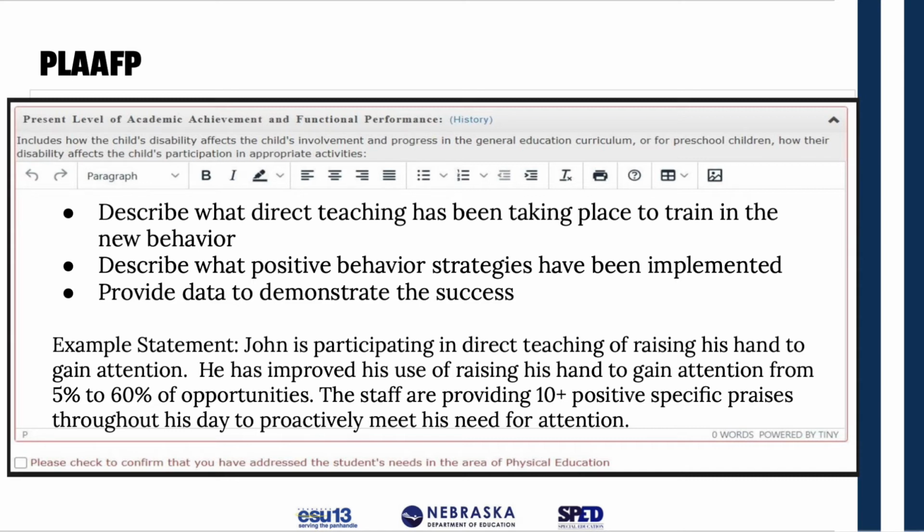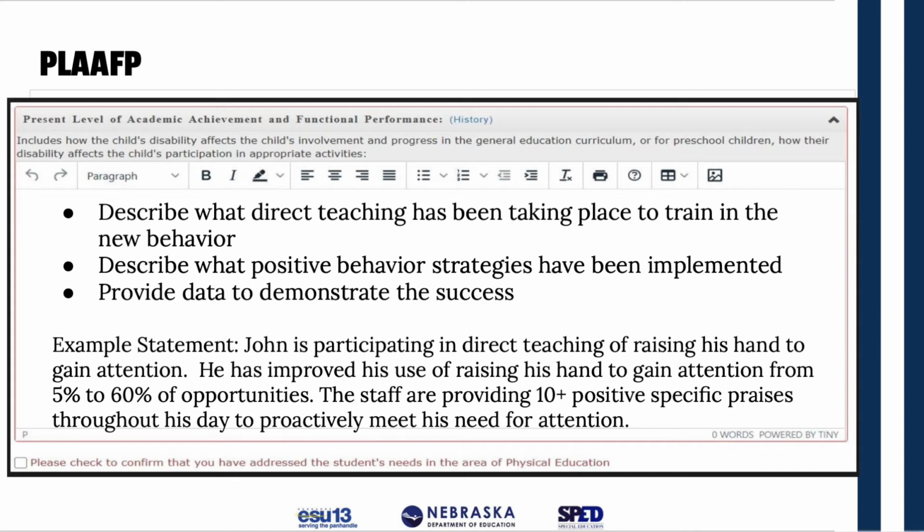This is simply an example, but you could easily discuss what professionals are doing the direct teaching of the raising hands. Is it resource? Is it SLP? Is it paraprofessionals? When we talk about the opportunities that he's given, he's from 5% to 60%.